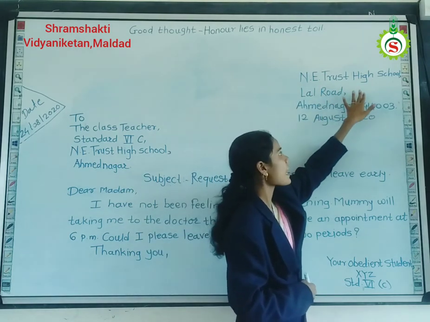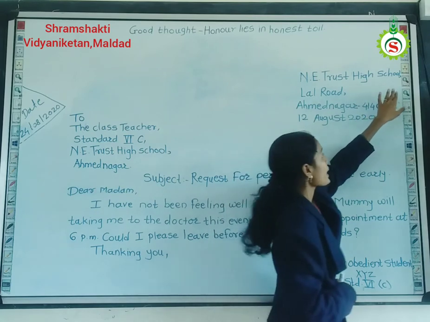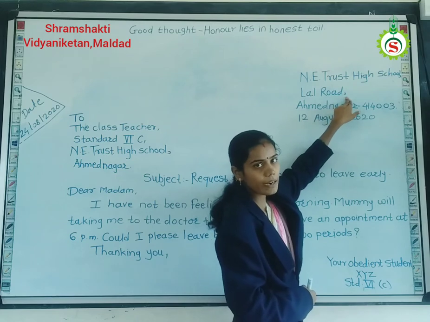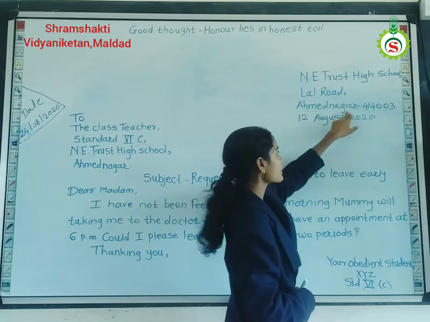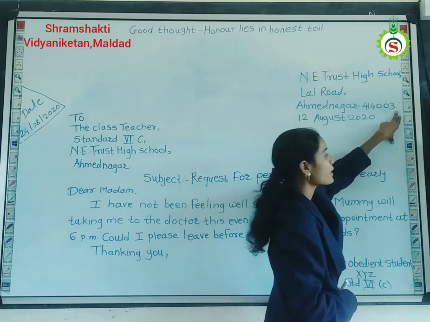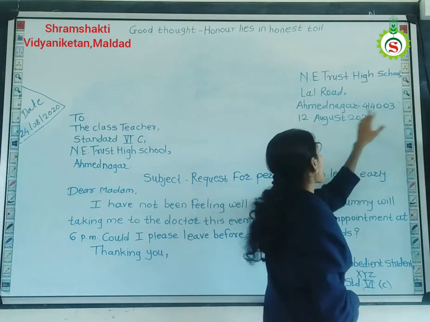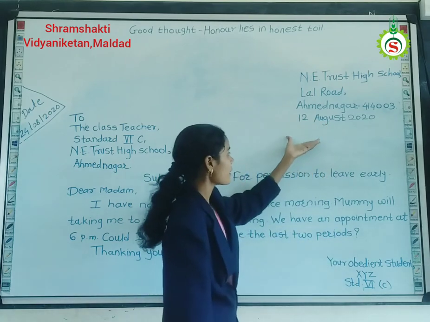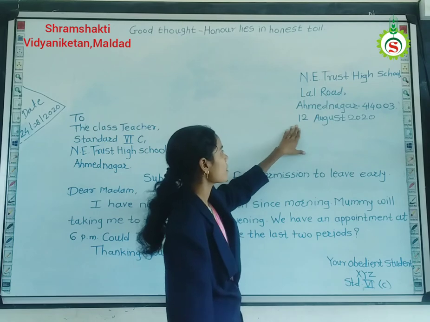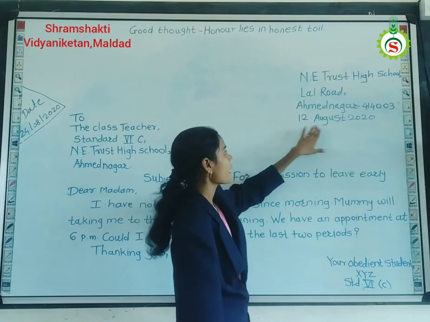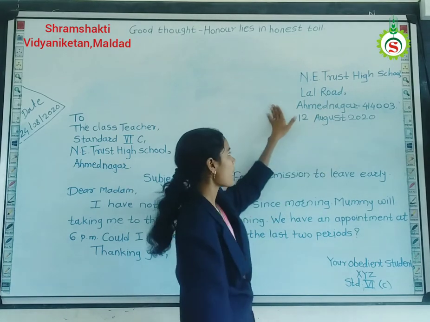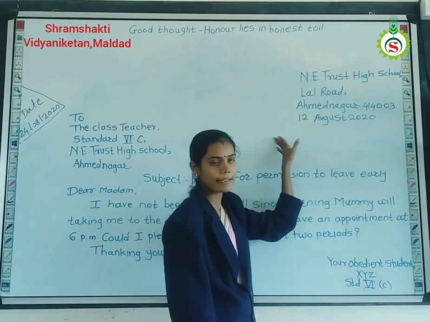Young Trust High School. After that you write a comma. Then Lal Road. After that you put a comma. Then your district name and pin code. After that you put a full stop. And then you write the date. You write the date like this: 12 August 2020. Okay. So you write your address like this.